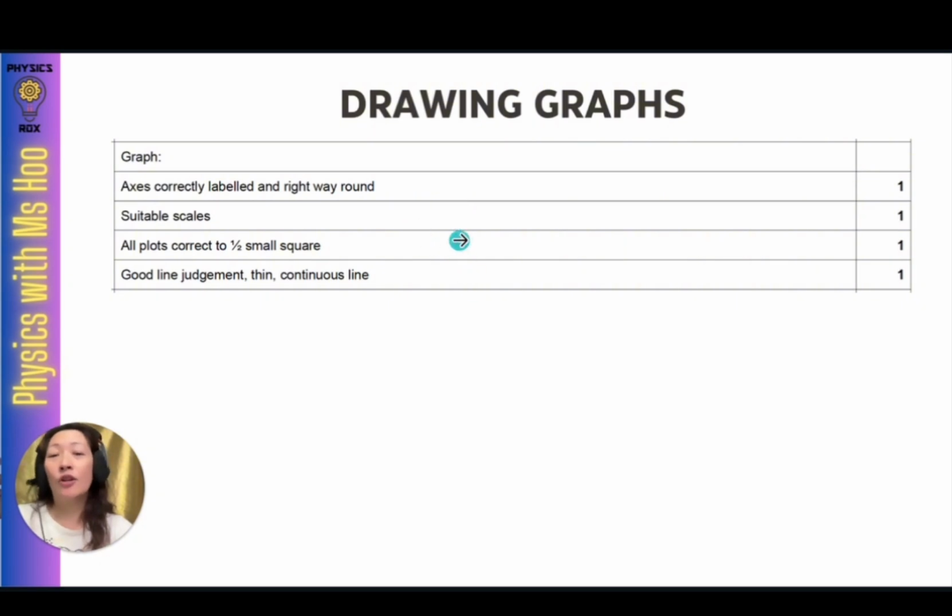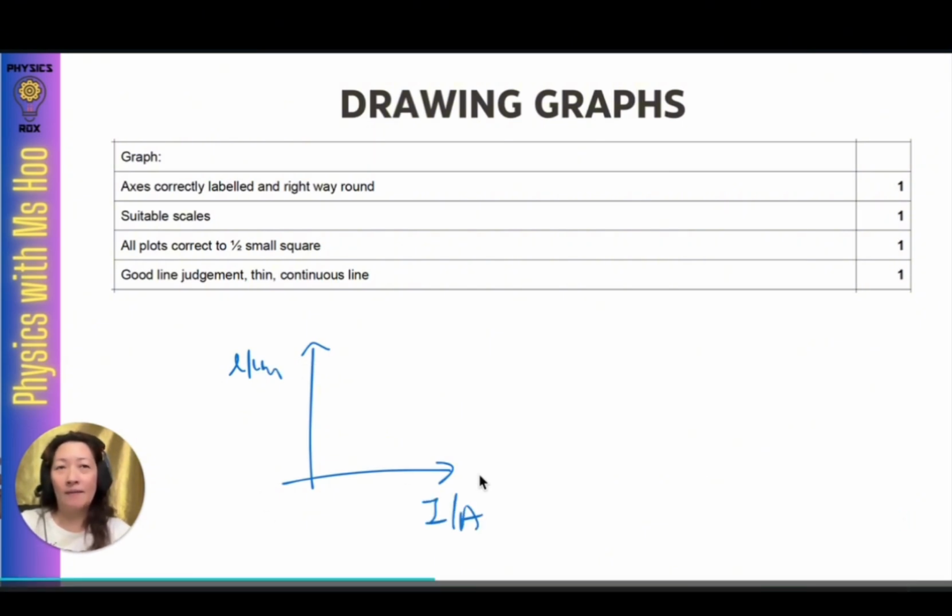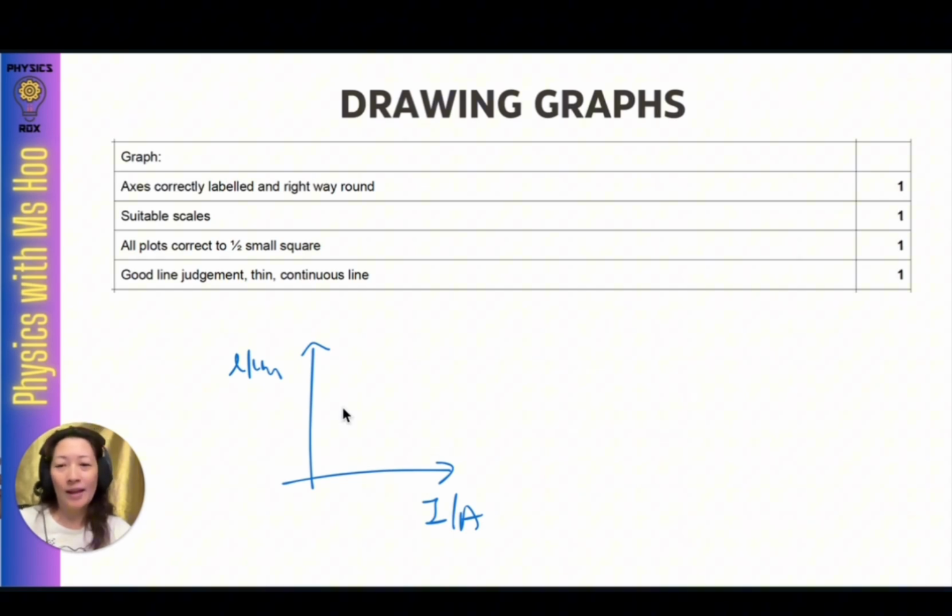So your axes should have the symbol with units, and you must also draw the axis lines. That means your graph must have the axis lines with the symbol and units. For example, l in cm and I in ampere. I have some students who are so lazy, they don't even want to draw the axis lines even though it takes them less than 1 second to do that. If you don't draw the axis lines, you may not get the marks because you need to show clearly where your axes are. Now you also need to make sure that you have a suitable scale.